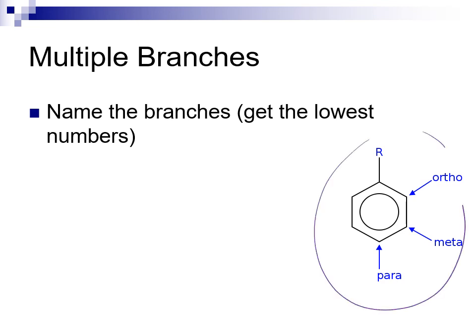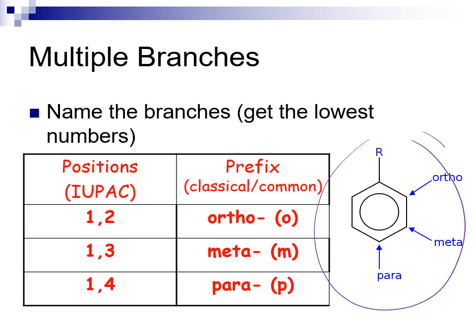If you have more than one branch, we have to have a way of doing that. This is the old system, so you may see ortho, meta, para mentioned as to where the configuration could be. The IUPAC system is the one that we're going to be using, or you should at least know how to use the IUPAC system, if not also the prefix of the classical systems. But the IUPAC system makes a lot of sense because it just uses numbers. So wherever your first one is, that'll be carbon number 1.